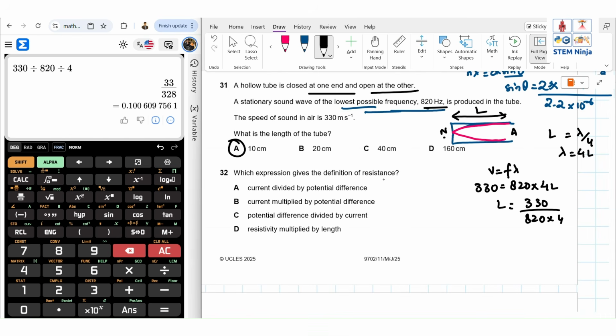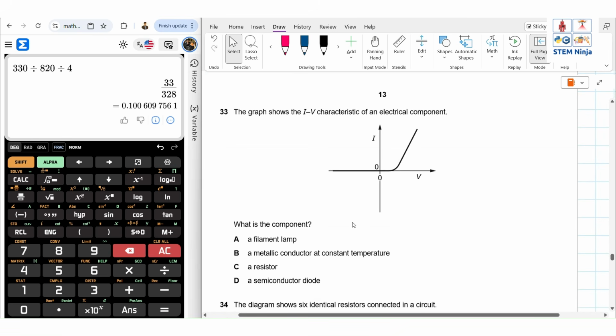Which expression gives the definition of resistance? So resistance is basically V over I. So current divided by potential difference? No. Current multiplied by potential difference? No. Potential difference divided by the current? This is the only thing that's correct.